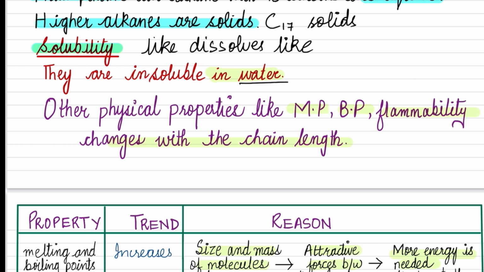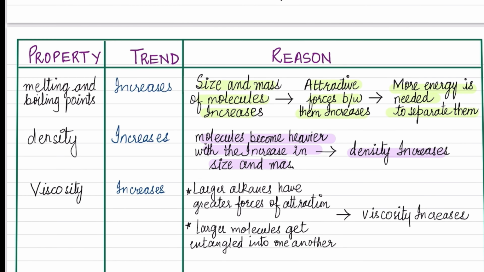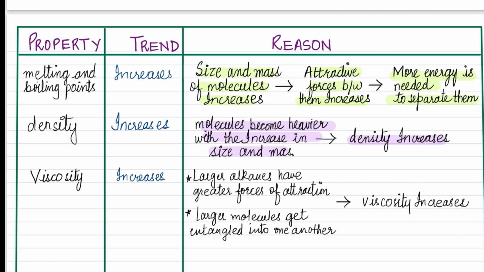Other physical properties like melting point, boiling point, flammability change with the chain length. Chain length refers to the number of carbon atoms in a compound. Next physical property is melting and boiling points. So, as alkanes are covalent compounds, generally they have low melting and boiling points because of the weak intermolecular forces of attraction present in them.